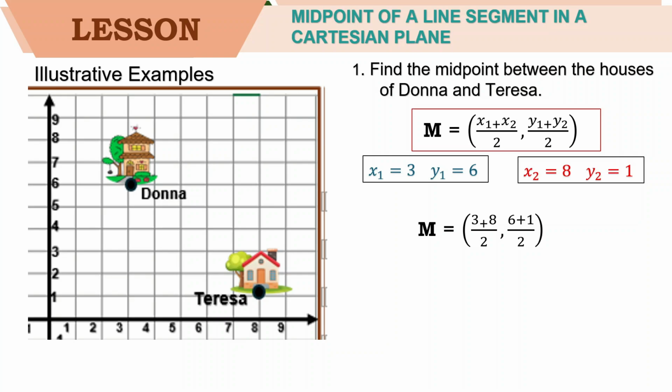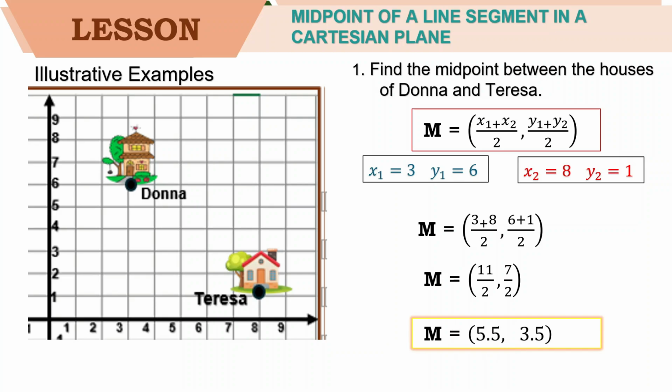Substituting both to the midpoint formula, we will have 3 plus 8 divided by 2 for the x coordinate, and 6 plus 1 divided by 2 for our y coordinate. And we will have 11 over 2, and 7 over 2 for the y coordinate. Therefore, the midpoint is at 5.5, 3.5 in decimal form.